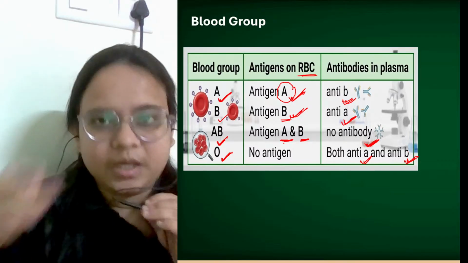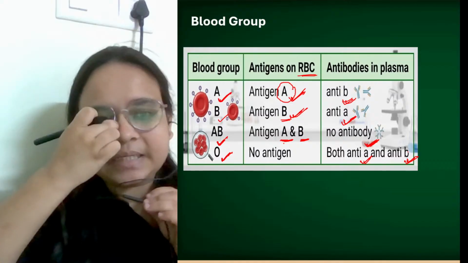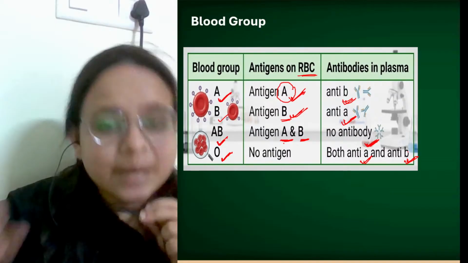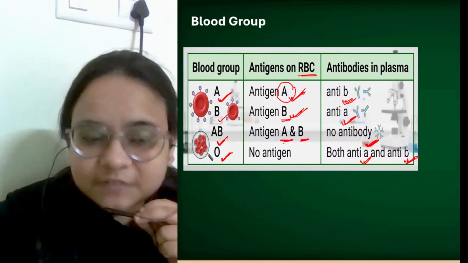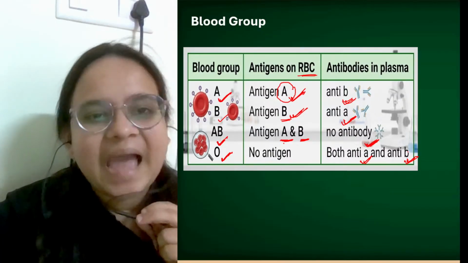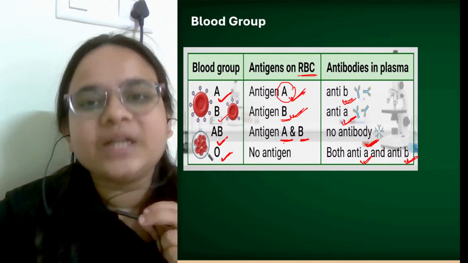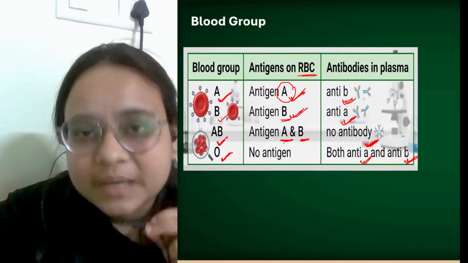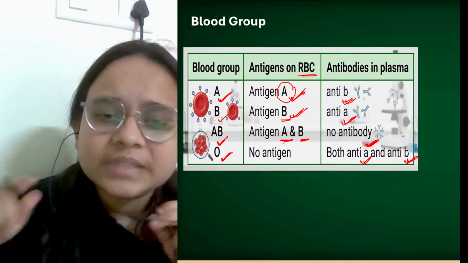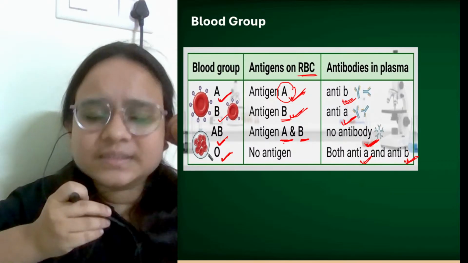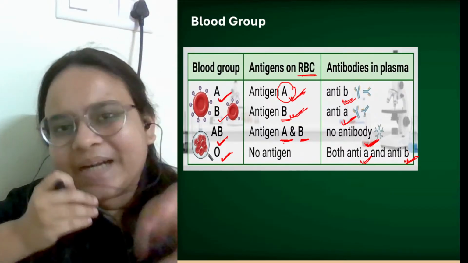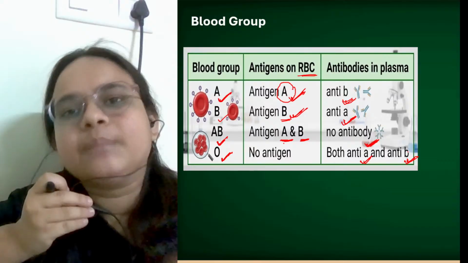So we can summarize a little bit that a person with blood group A will be having antigen A but antibody B. A person with blood group B will be having antigen B but antibody A. A person with blood group AB will have both antigen A and B. Now, how is it working like this? Why is it working like this? Because this antigen is what defines our blood group.